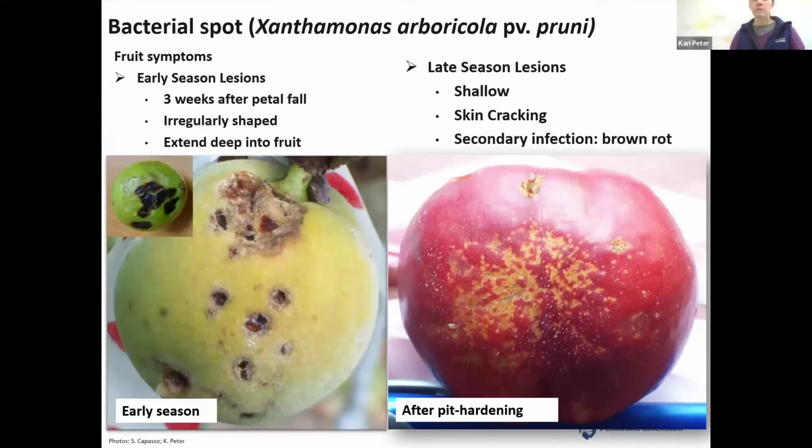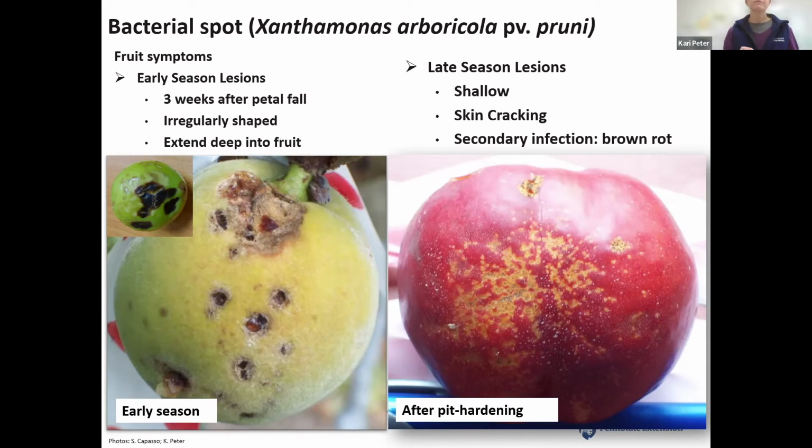As far as symptoms, it all depends on the susceptibility of the cultivar. Some cultivars will get infected before pit hardening. That's the one on the left in this picture, before pit hardening, and this is a plum in the inset. You will see these symptoms pop up not much longer once the fruit gets to be about the size of a quarter, or maybe a bit bigger. And they're pitted in the fruit skin.